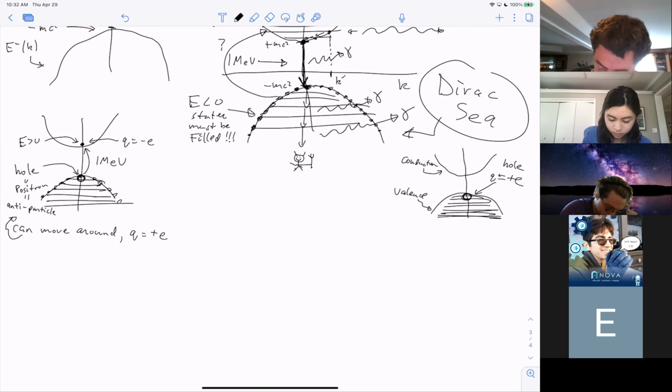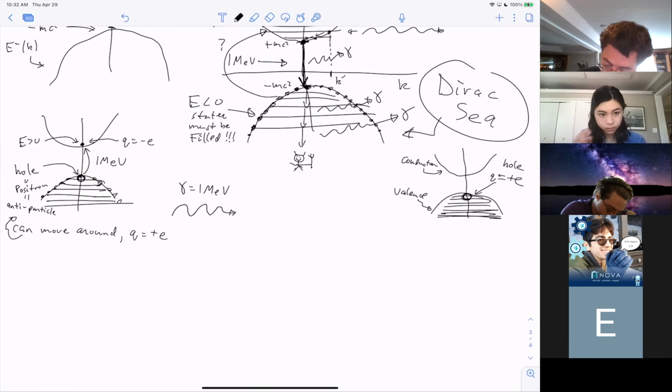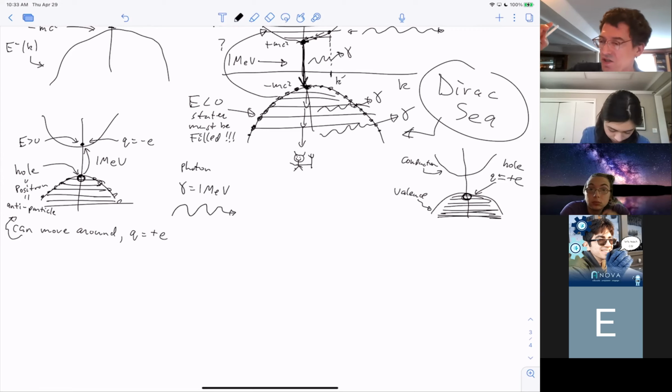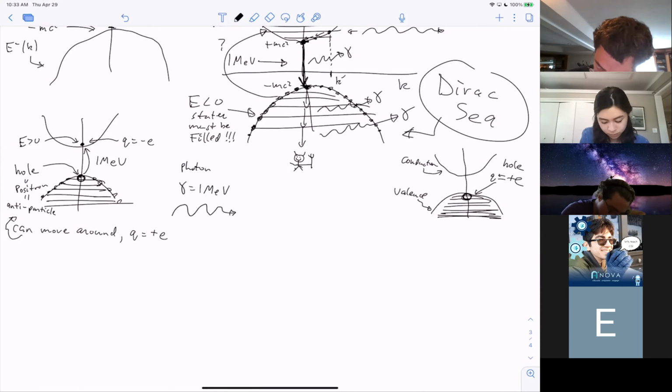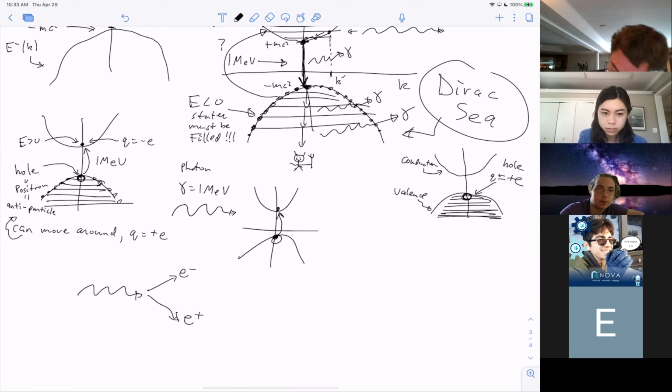But let's not get into those details. The point I just want to make is that in principle, you can excite the electron from the negative energy state into the positive energy state. Think about it: suppose there is a photon that has 1,000,000 electron volts, just traveling along happily. Now, what if that photon were to hit that negative energy particle? Then that photon could be absorbed by this negative energy guy right here. And if he absorbs it, he could get kicked up to here and leave behind a hole. And so what that means is that a photon can create an electron and a hole. So that means that this is allowed.